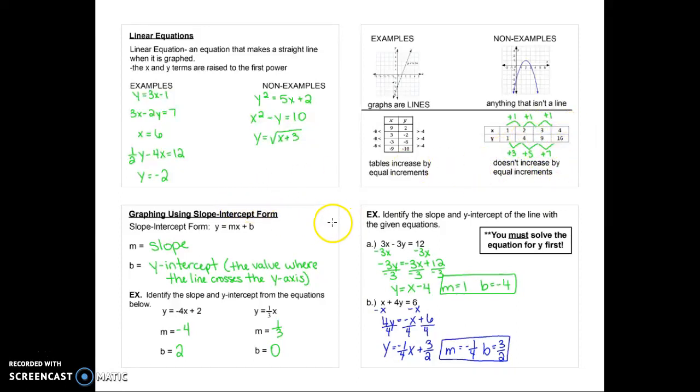All right, now graphing using slope-intercept form. So slope-intercept form is y equals mx plus b. Now, this form is on your formula sheet that you were given in quarter 1.